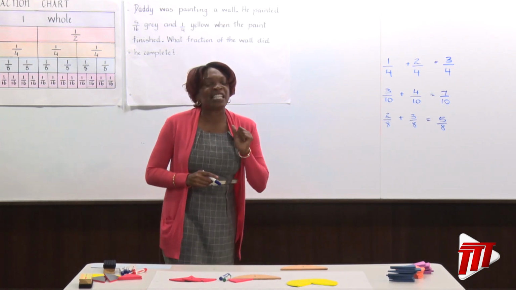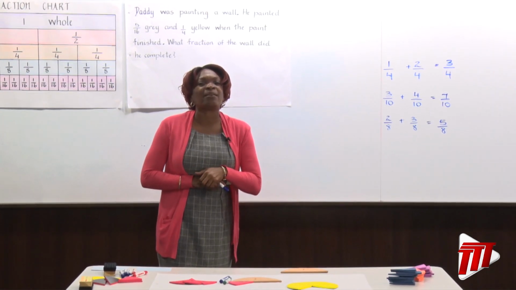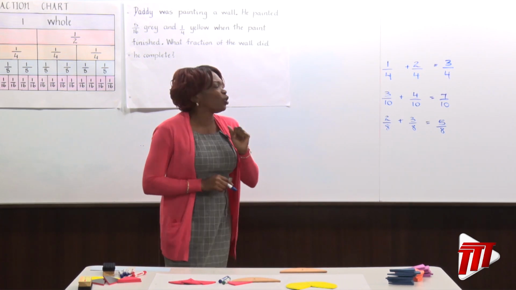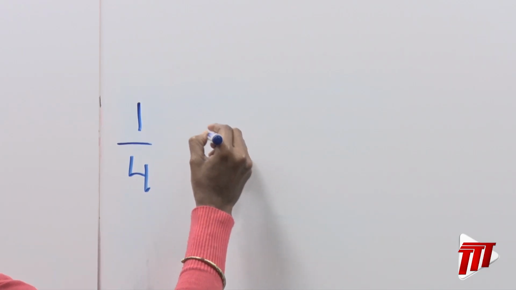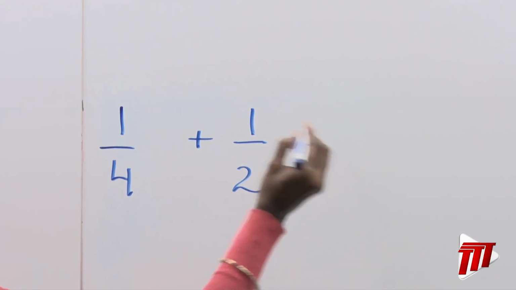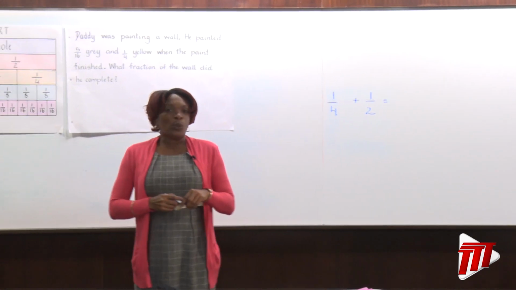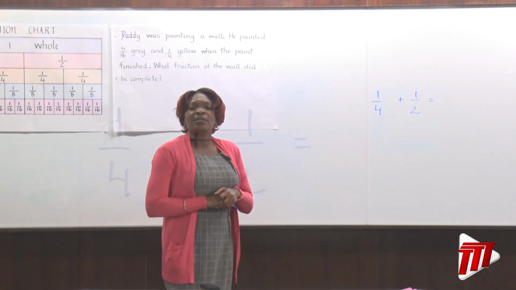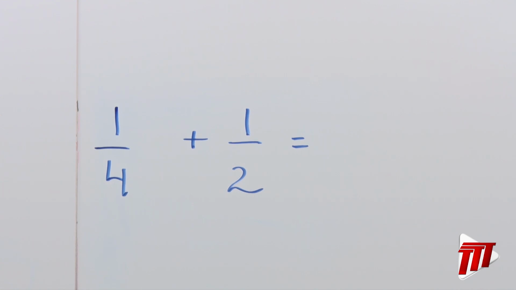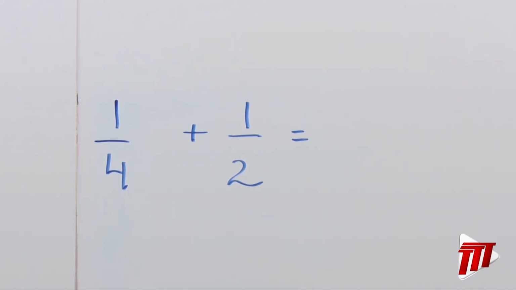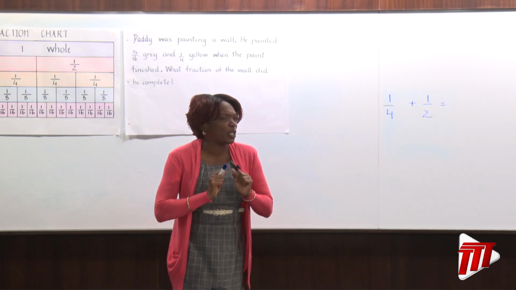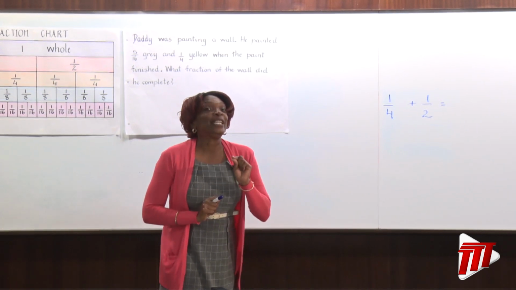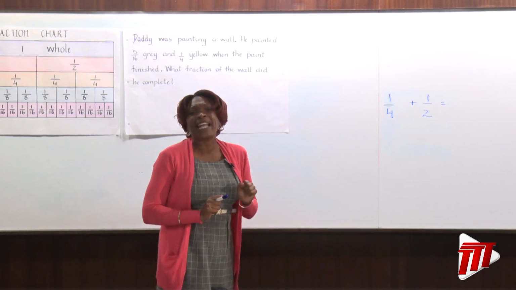Remember, when we are adding fractions with the same denominator, we only focus on the numerators because the denominators remain the same. We are adding 1/4 to 1/2. Do you think we can add those two fractions just like that? Of course not. I know you remember, and something is coming to your mind right now. Equivalent fractions. You are so correct.